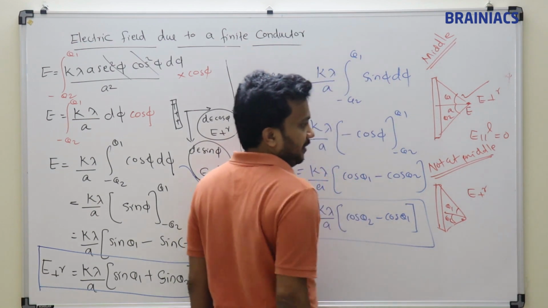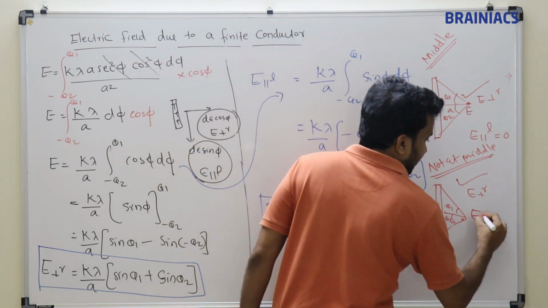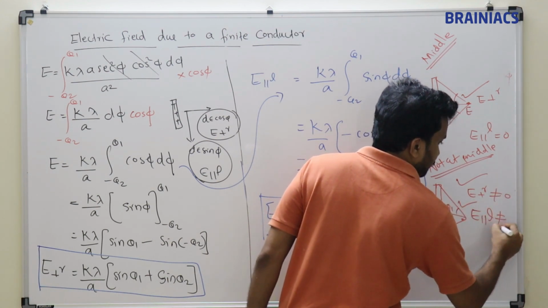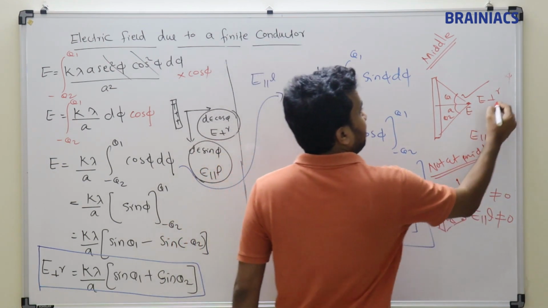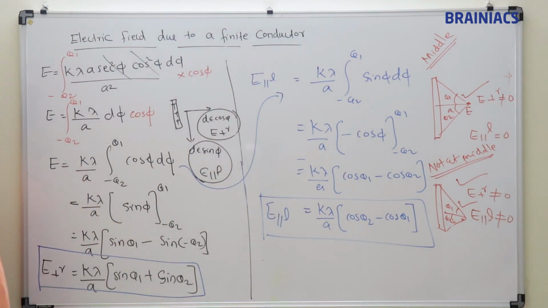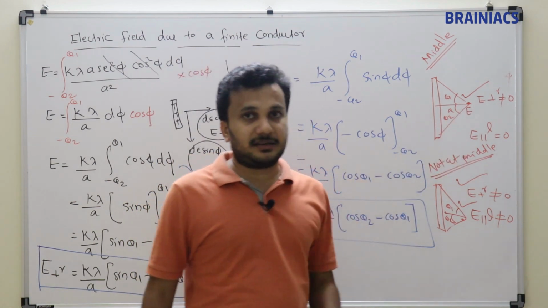Perpendicular electric field will be there. That is there, it's not equal to 0. And E parallel electric field is there. That is also there. So both are not equal to 0 if it is an arbitrary point. If it is a central point, then the perpendicular component is not equal to 0, and the parallel component is equal to 0 if it is exactly at the middle.